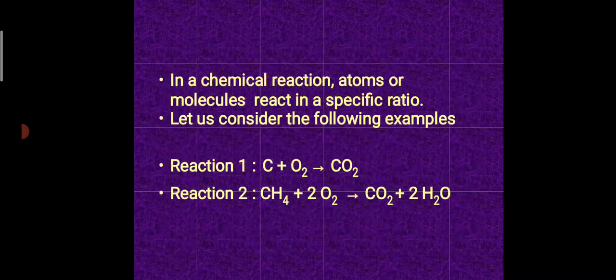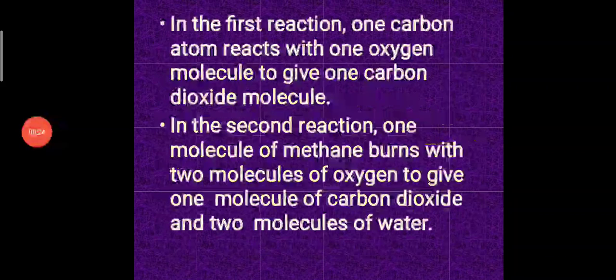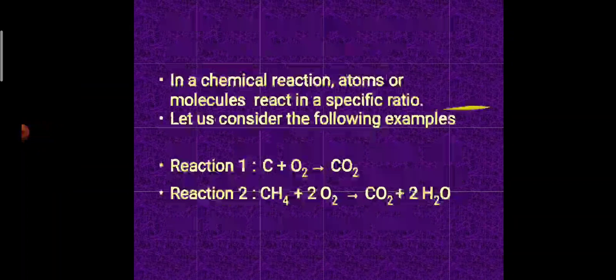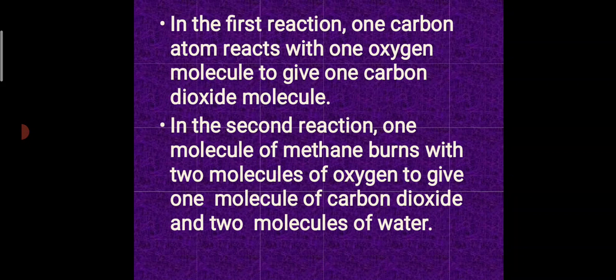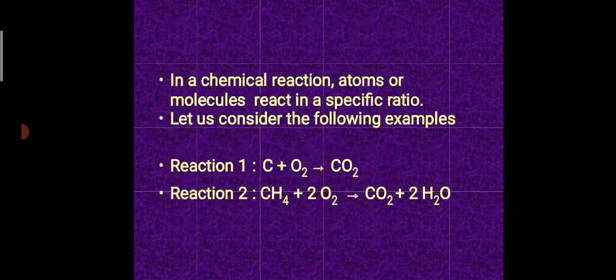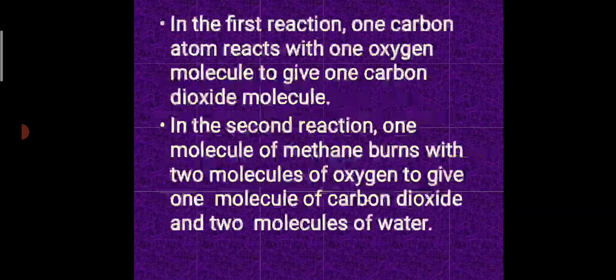So let us consider the following example, the formation of carbon dioxide. Carbon plus oxygen gives carbon dioxide, and in another reaction, methane and oxygen will give you carbon dioxide and water. The second reaction is a combustion reaction. So in the first reaction, can you see here? Only 1 carbon atom and 1 oxygen molecule react to give a carbon dioxide molecule. But in the second reaction, 1 molecule of methane and 2 moles of oxygen will give you 1 mole of carbon dioxide and 2 moles of water.